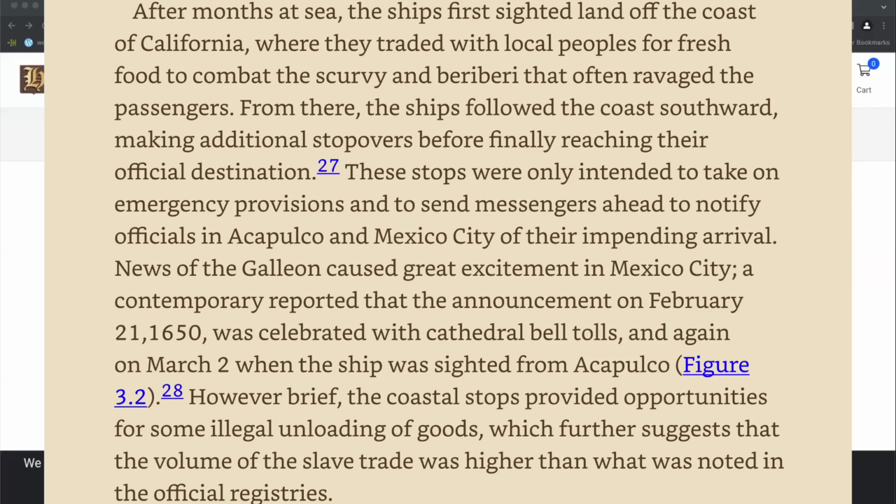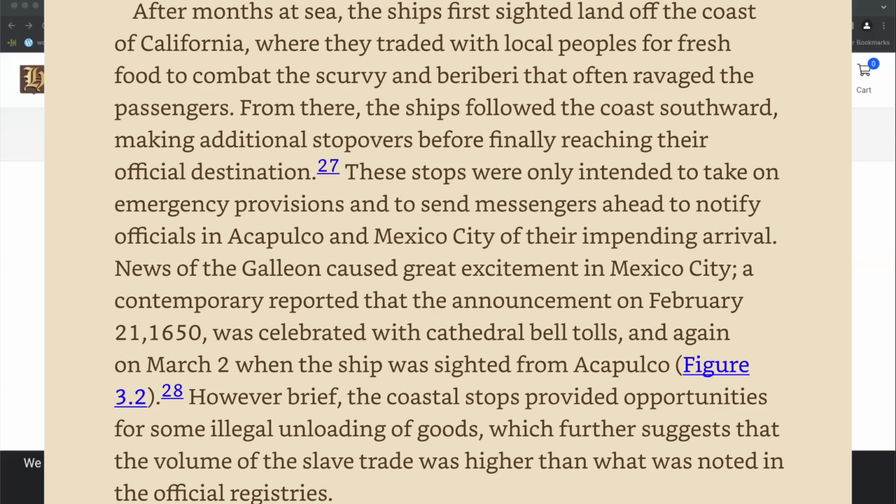These stops were only intended to take on emergency provisions and to send messengers ahead to notify officials in Acapulco and Mexico City of their impending arrival. News of the galleon caused great excitement in Mexico City. A contemporary reported that the announcement on February 21st, 1650, was celebrated with cathedral bell tolls, and again on March 2nd when the ship was sighted from Acapulco. However brief, the coastal stops provided opportunities for some illegal unloading of goods, which further suggests that the volume of the slave trade was higher than what was noted in the official registries.